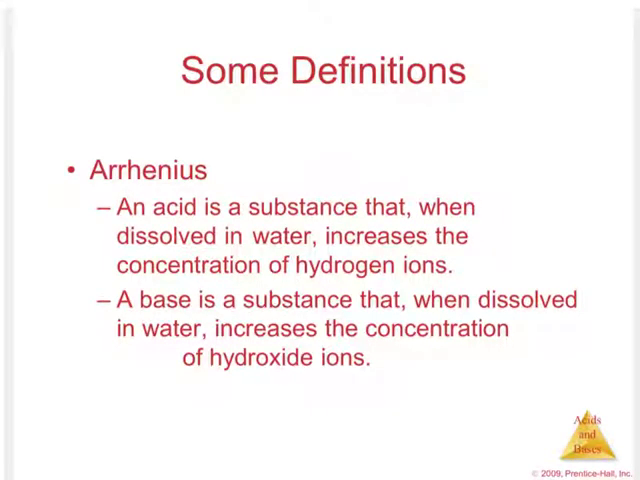Now that we've learned how an equilibrium forms, we'll apply those same concepts to acids and bases. You've learned in the past that the definition of an acid was something that caused the hydrogen ion concentration in water to increase. That's the Arrhenius definition of an acid. And the Arrhenius definition of a base is a substance that, when it's dissolved in water, increases the concentration of hydroxide ions.